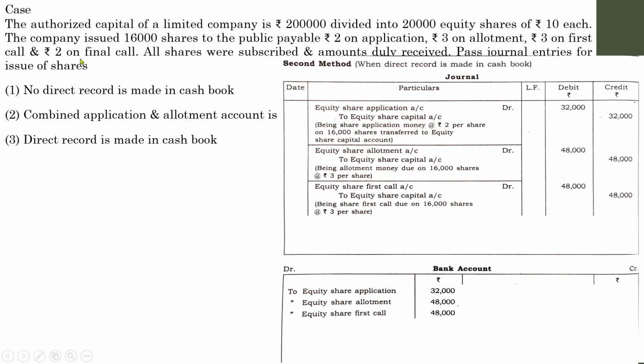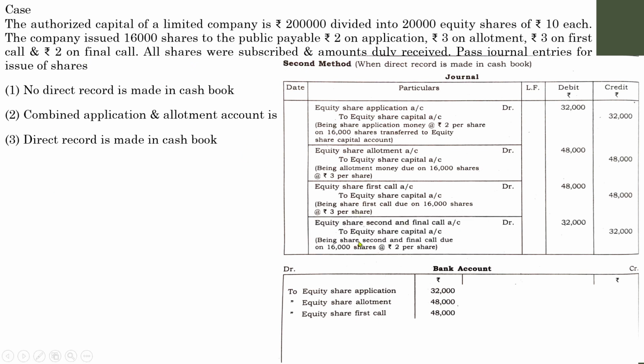Next, the last one, second and final call, rupees 2. The entry will be equity share second and final call account to equity share capital, 16,000 into 2, 32,000. And the narration will be: being share second and final call due on 16,000 shares at rupees 2 per share. You can write in your own words. And next, you have to pass the respective payment entry with regard to second and final call. The entry will be to equity share second and final call 32,000.